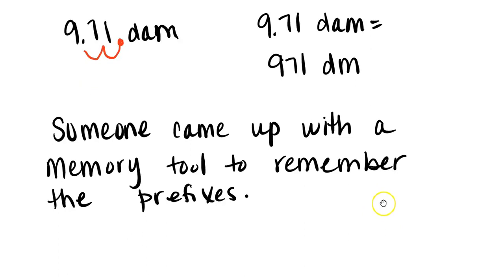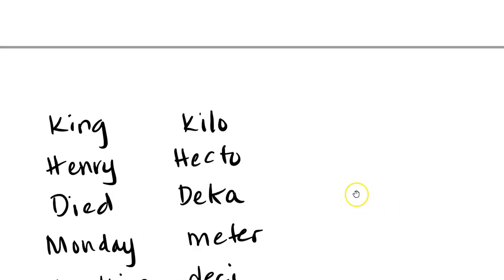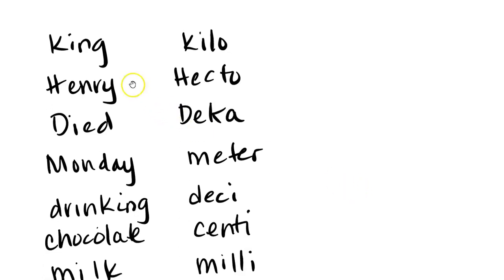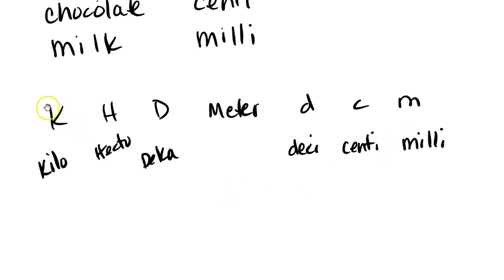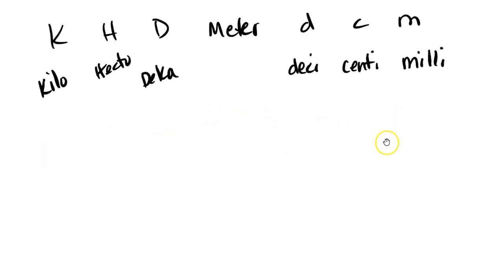Someone came up with a memory tool to remember the prefixes. King Henry died Monday drinking chocolate milk. That's a memory tool for the letters: kilo, hecto, deca, meter, deci, centi, milli.